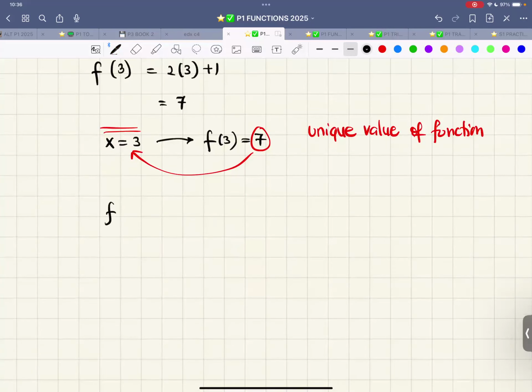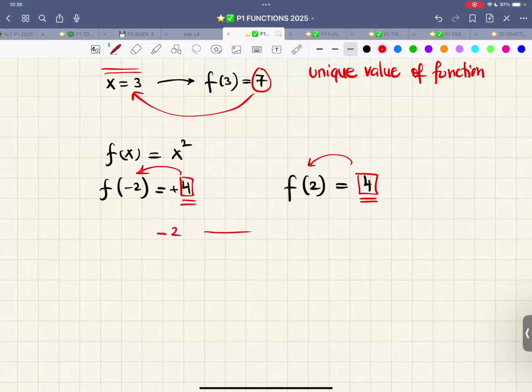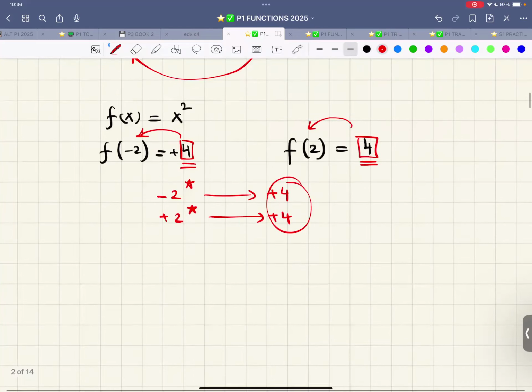If I have something like f(x) = x squared, if I plug in -2, I get +4. If I plug in +2, I get +4. That means this is one single unique value, but there were two options of obtaining it. A -2 is giving me +4, and a +2 is also giving me +4. That means +4 can be obtained from -2 as well as +2. This is also a function.